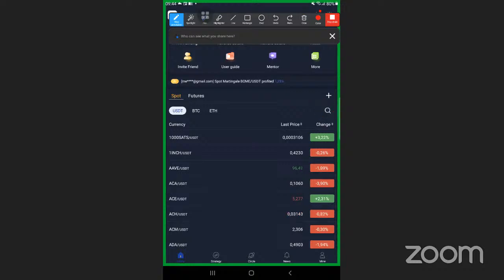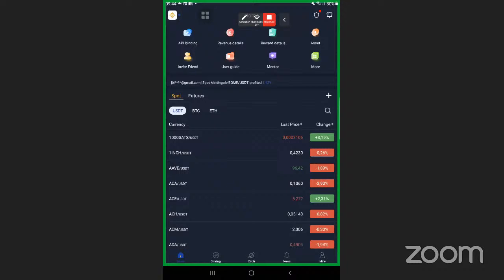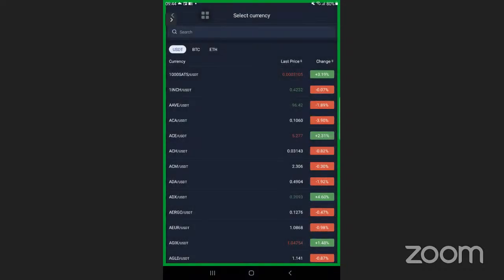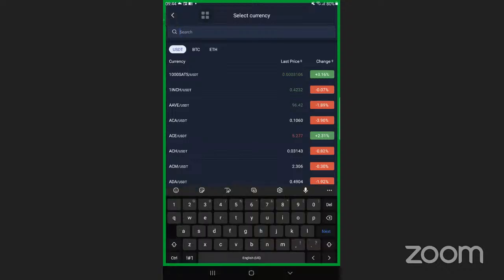Instead of wasting time to scroll, we tap on the search button, then we type in the name. Remember, these coins are from different exchanges. Some we are trading in HTX, some we are trading in Binance, some we are trading in KuCoin, all right?